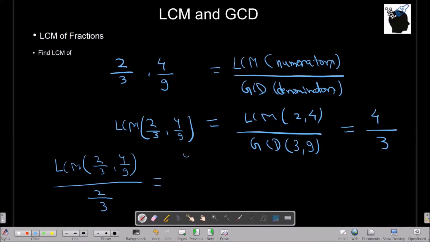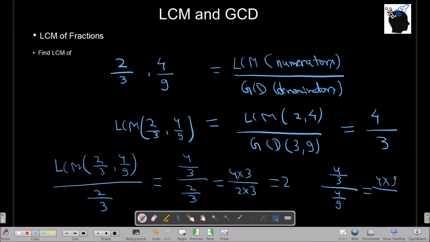So in this case, I'll have 4 by 3 divided by 2 by 3, which is nothing but 4 into 3 divided by 2 into 3, which is 2. That means I'm getting an integer. If I do the same thing for 4 by 9, LCM of 2 by 3 and 4 by 9 is 4 by 3. So if I try to divide 4 by 3 by 4 by 9, I will get 4 into 9 by 4 into 3, which is 3, which is again an integer. So this is how you can do a quick check of whether your LCM is correct or not.